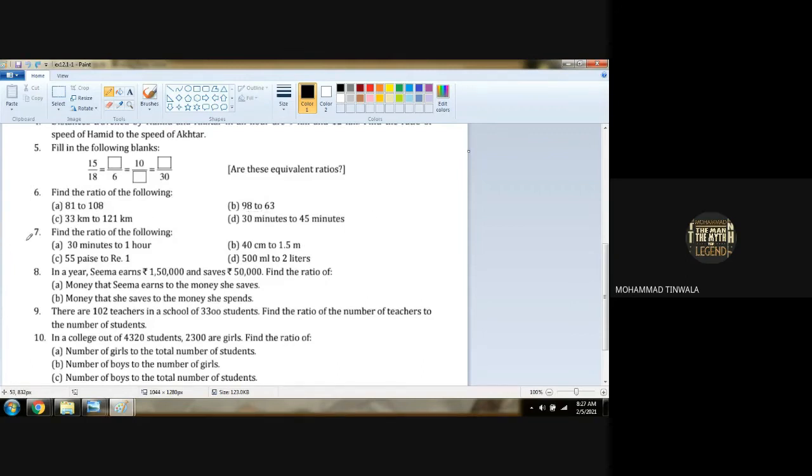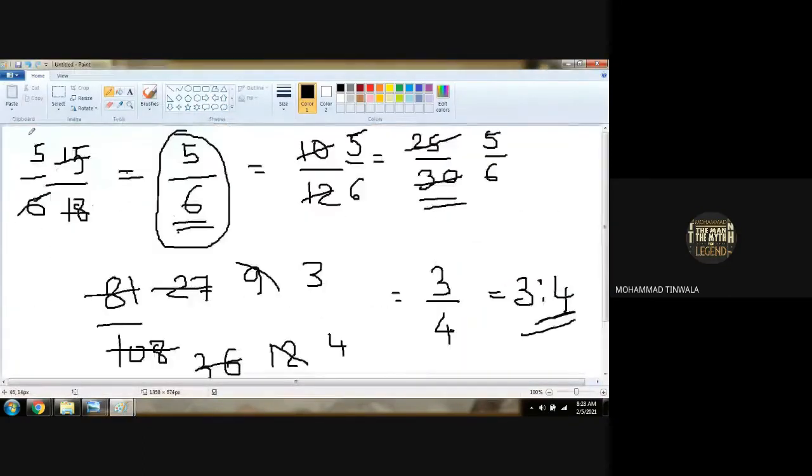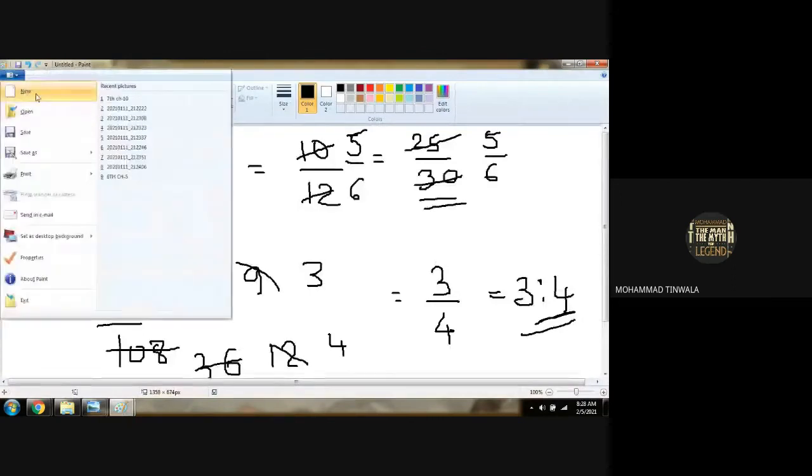Chalo, question number 7. Find the ratio of the following. Alphabet A: 30 minutes to 1 hour. So now what is the content? Now the content is 30 minutes and 1 hour.